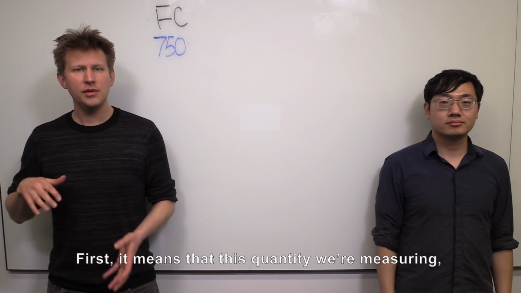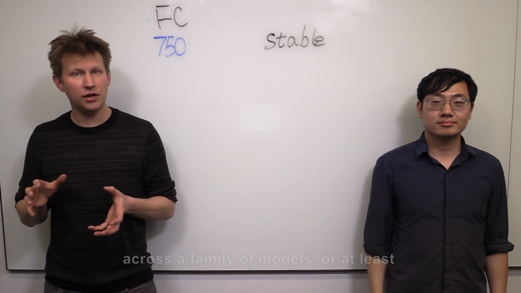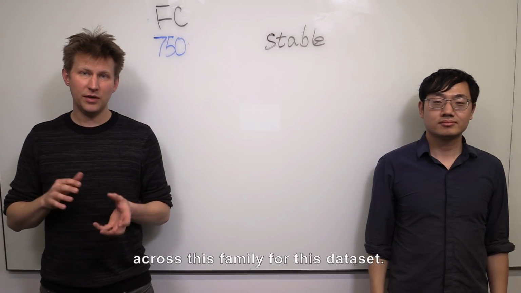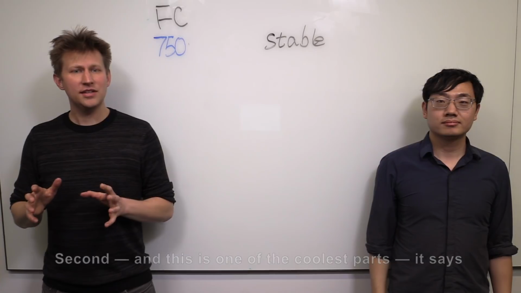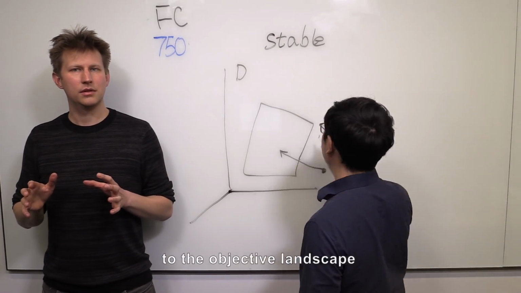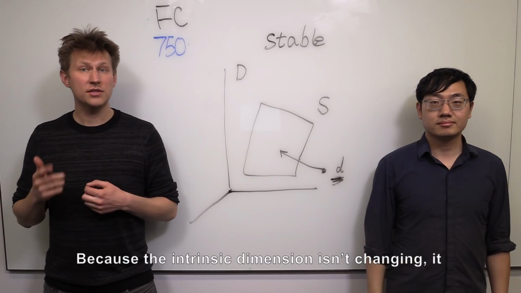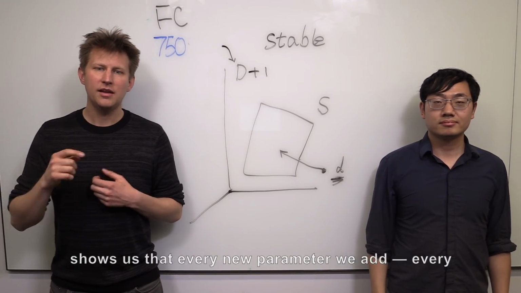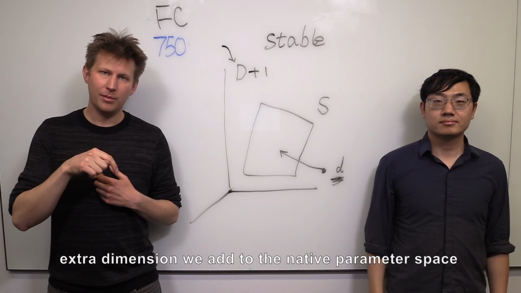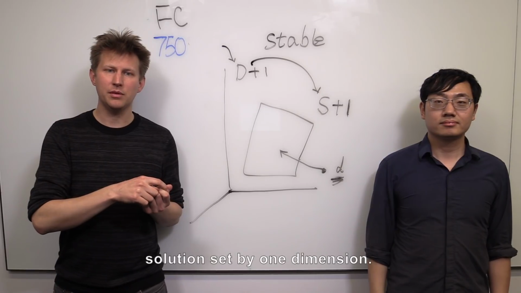So first, it means that this quantity we're measuring, intrinsic dimension, is a fairly stable metric across a family of models, or at least across this family for this dataset. Second, and this is one of the coolest parts, it says something beautiful about what happens to the objective landscape as we add more parameters to this network. Because the intrinsic dimension isn't changing, it shows us that every new parameter we add, every extra dimension we add to the native parameter space, just goes directly into increasing the redundancy of the solution set by 1 dimension.